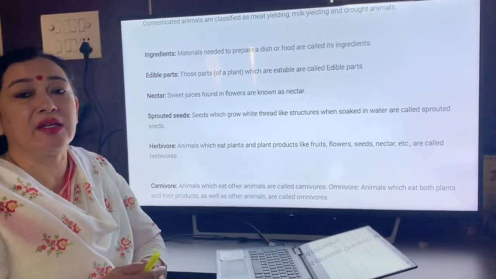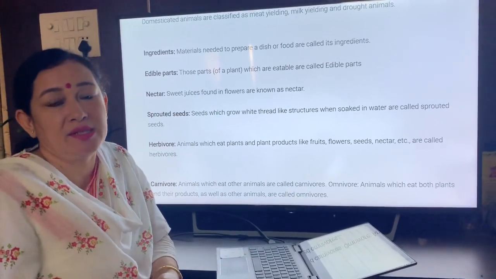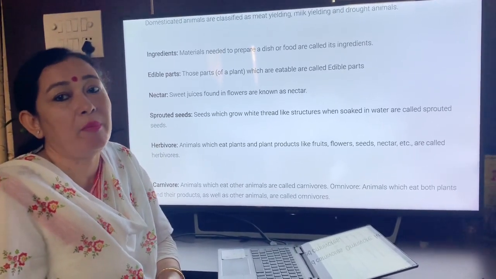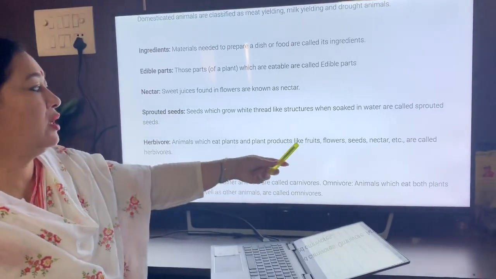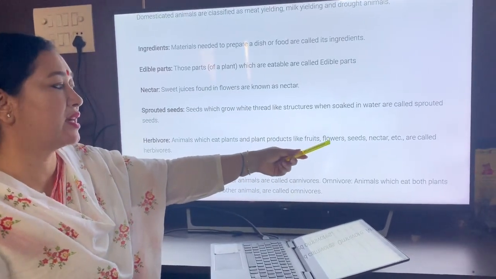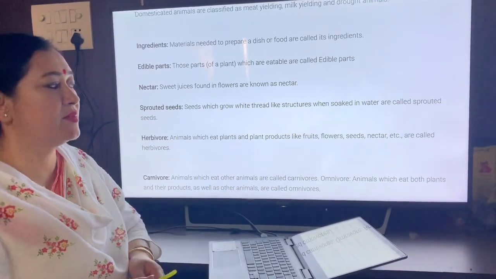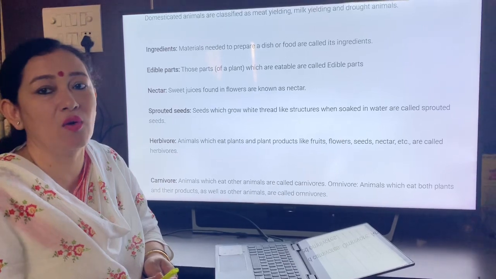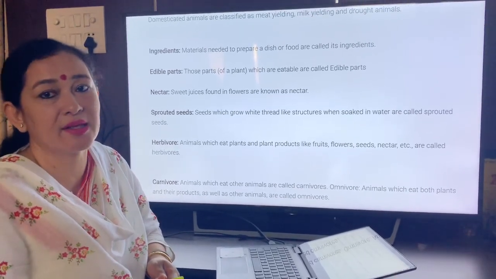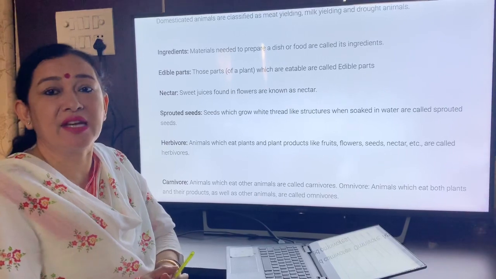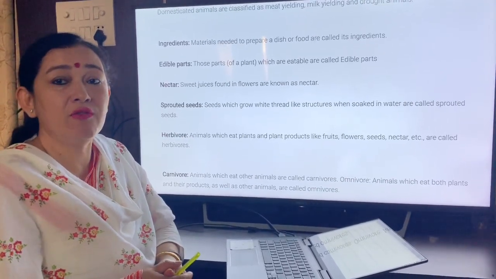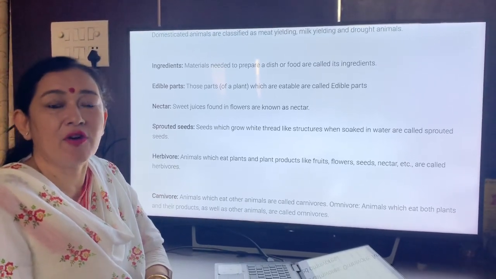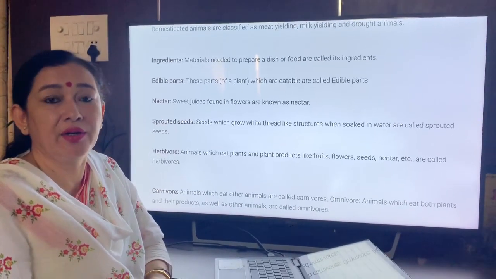Then we have different categories of animals. Herbivore animals eat plants and parts of the plants, for example, fruits, flowers, seeds, nectar, etc. Such animals are called herbivores. Examples can be cows, buffalo, goat, horse, etc. Then we have the next category, carnivores. Carnivores are animals that eat flesh of other animals. For example, lion, tiger, etc.